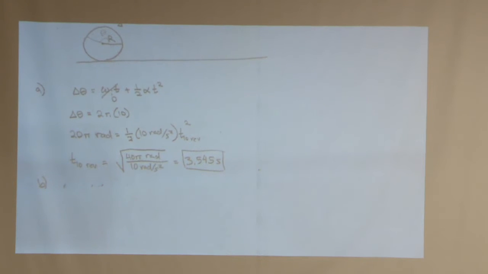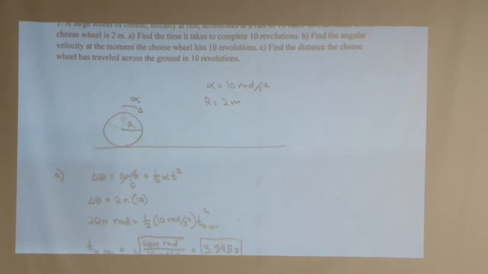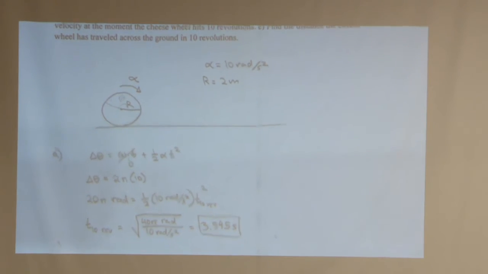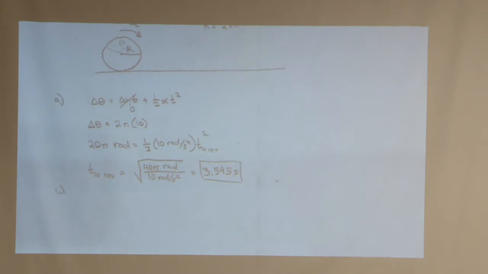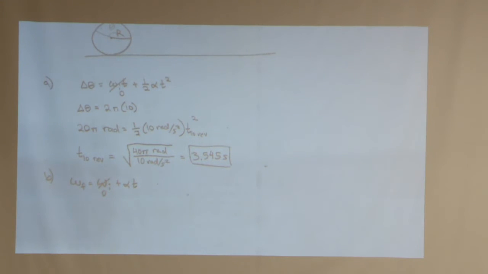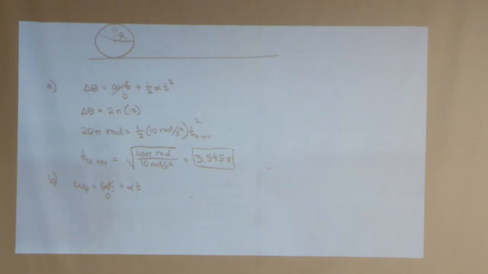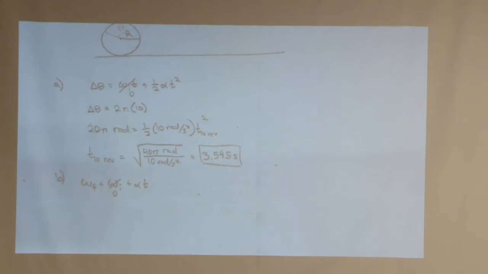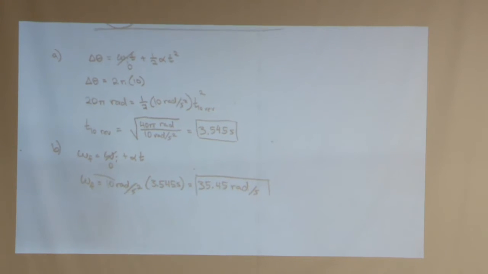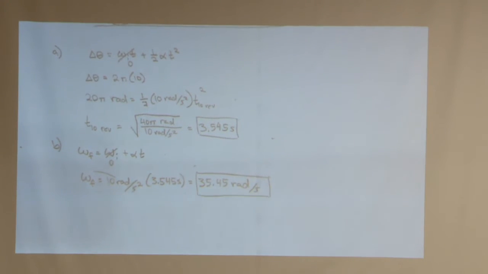All right. So the second question asks to find the final angular velocity at the moment the cheese wheel reaches 10 revolutions. So again, we're going to look at our kinematics equations, and the one that's going to help us out the most is this one. We have omega f equals omega initial plus alpha t. We just found the time it takes to do 10 revolutions. We were given alpha, and so we can simply solve for omega f. So we plug in our values, 10 radians per second squared times the time we just found, and then we get our final angular velocity, which is 35.45 radians per second.